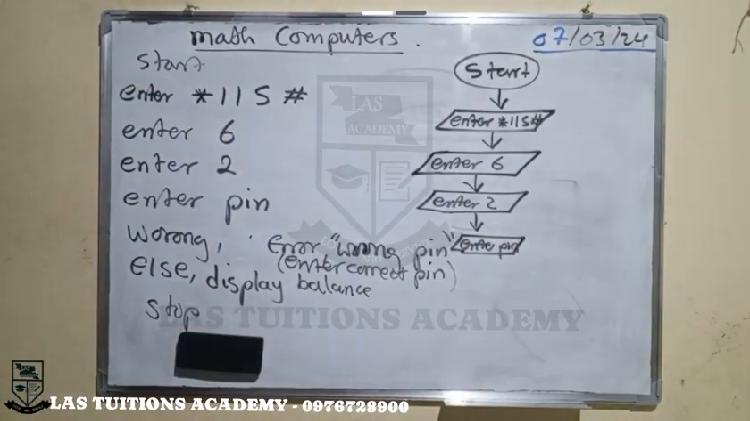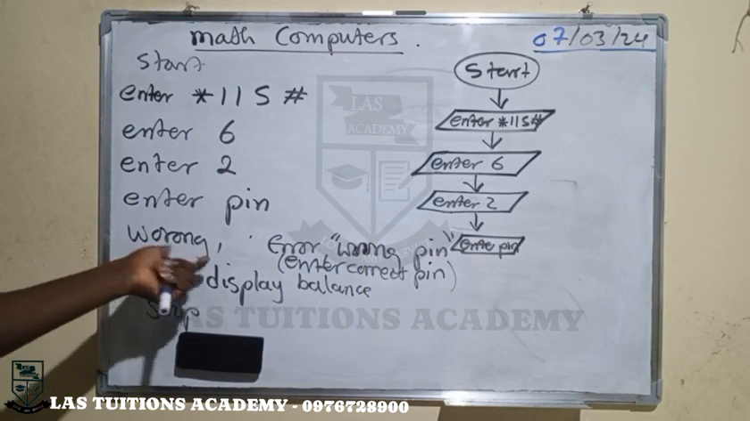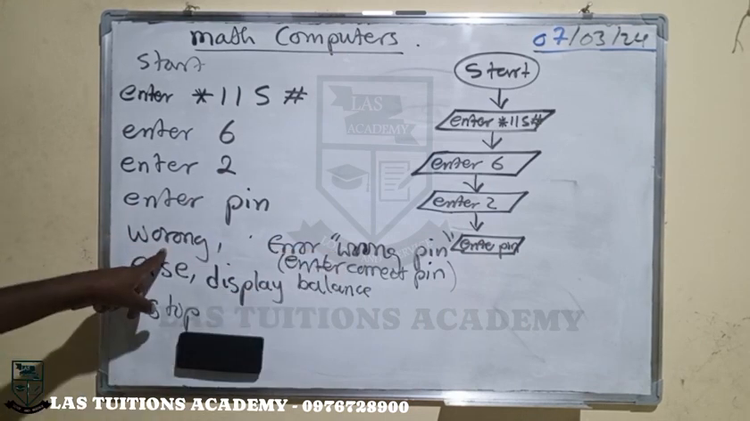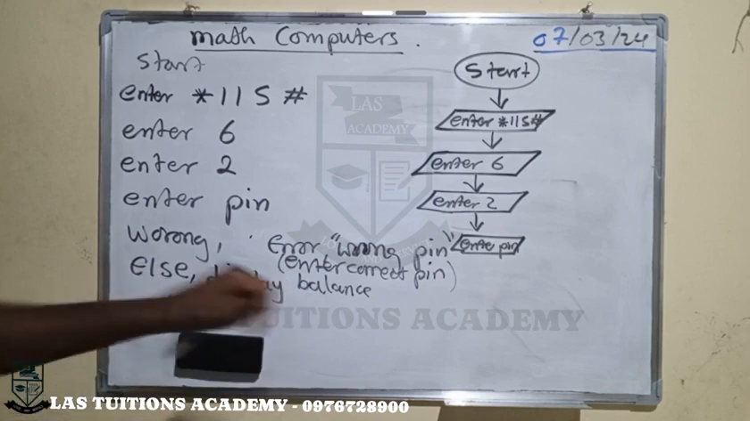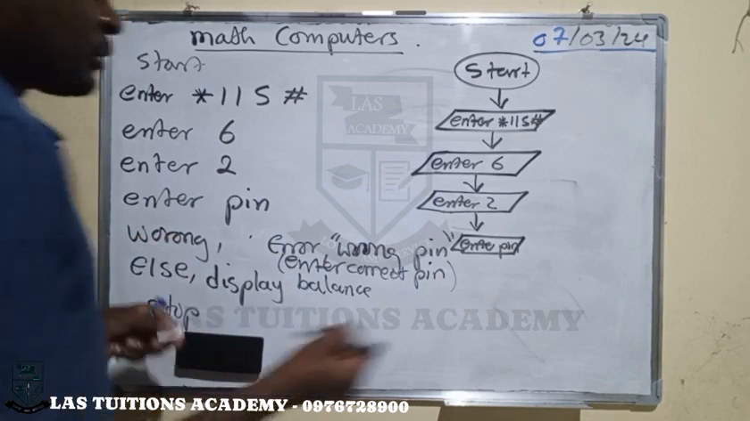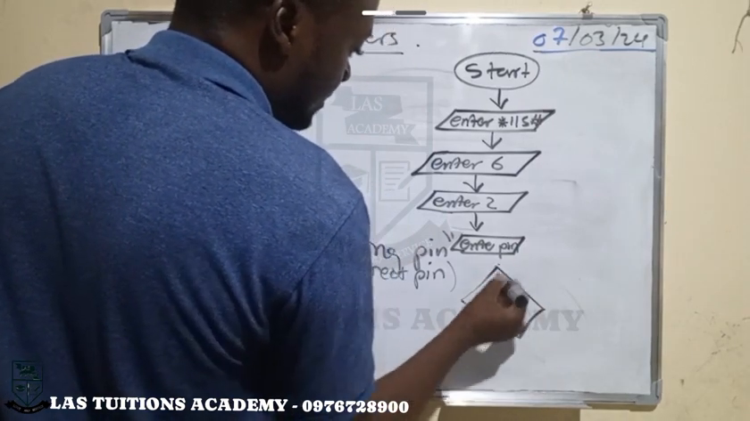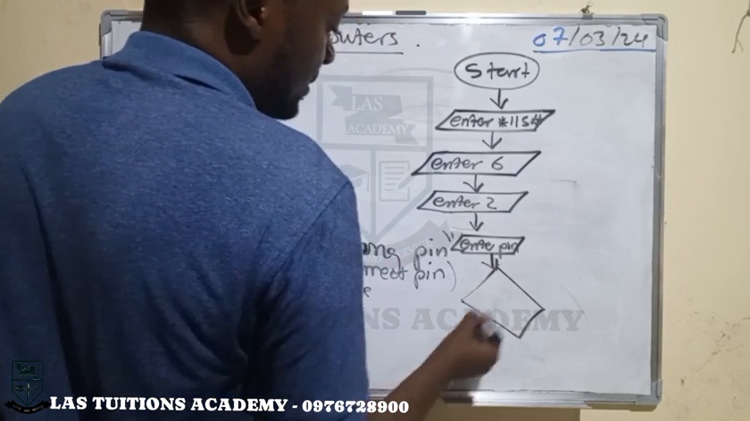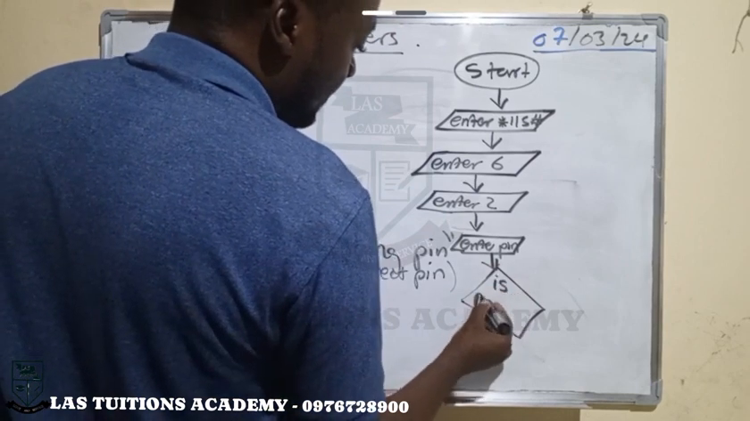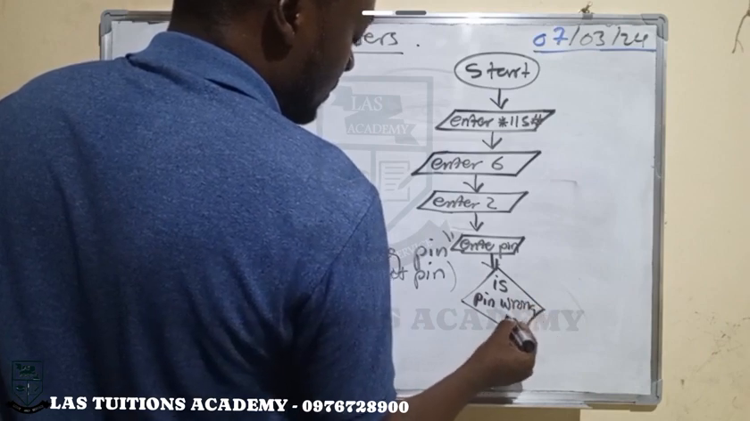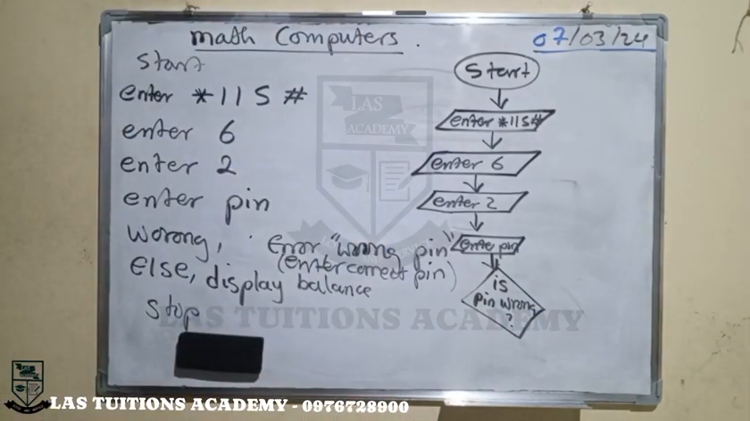Okay. Then from there, here we are saying: was the pin wrong? If the pin is wrong, then there should be an error message. If the pin is correct, then the balance will be displayed. So here you need to put a decision box. This one, a decision box. So you say, is pin wrong? Okay, with a question mark. Is pin wrong? It's a question because you have to decide here.